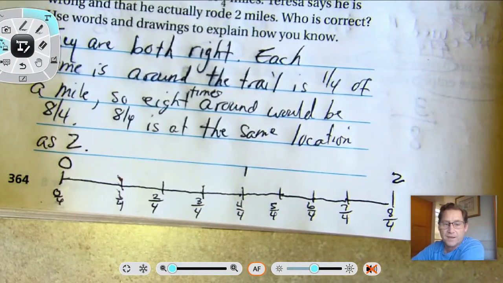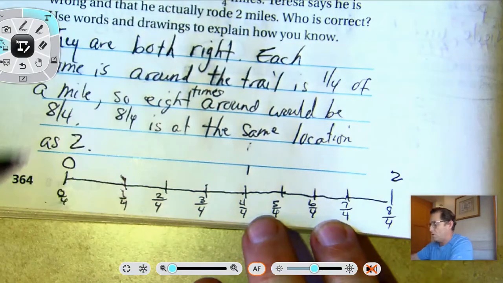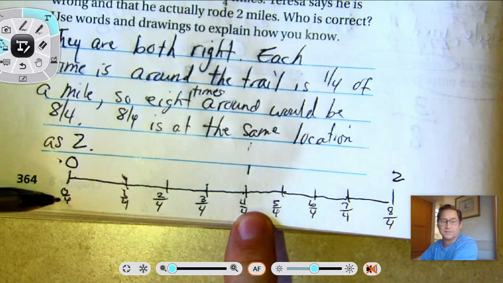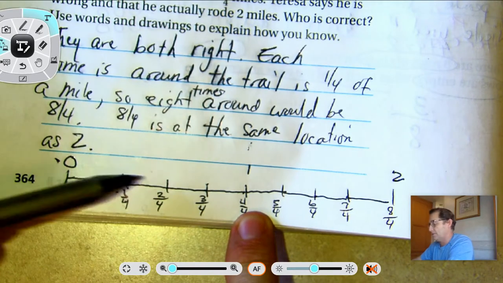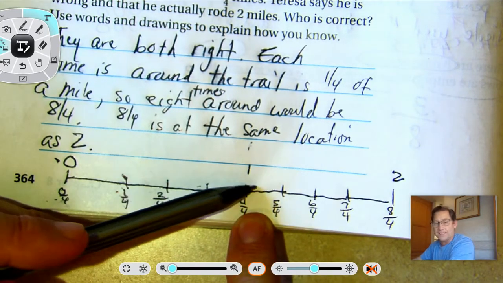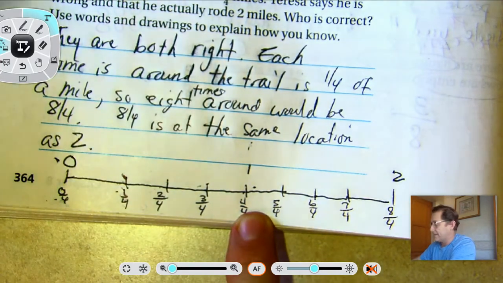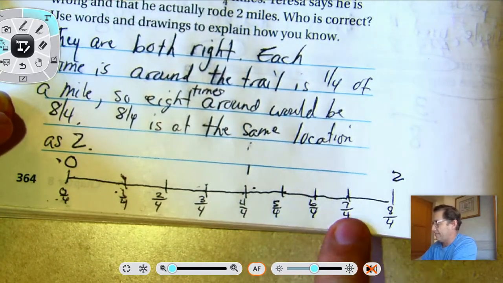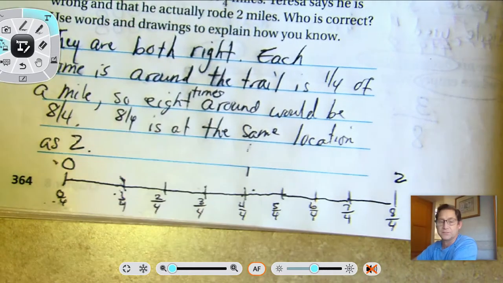So what did we do? Well, we said that every whole number, 0 to 1, had 4 sections. Each time he went around was 1/4. So he went around once, twice, 3, 4 times. When he went around 4 times, that was 1 mile. But he didn't just stop at 4 times around, he kept going. So 5, 6, 7, 8. And that was another set of 4/4. So he went around 2 miles.